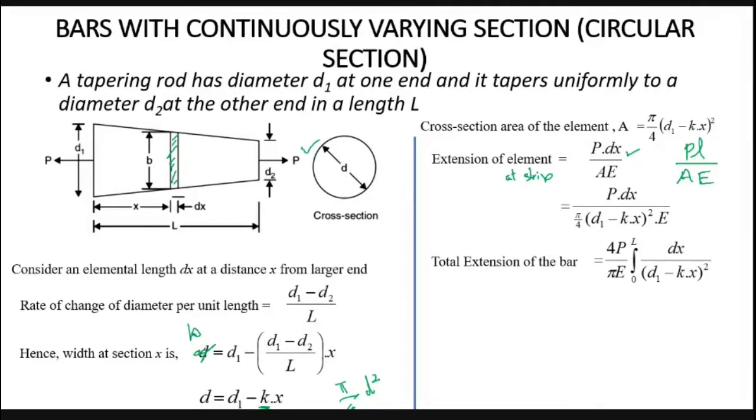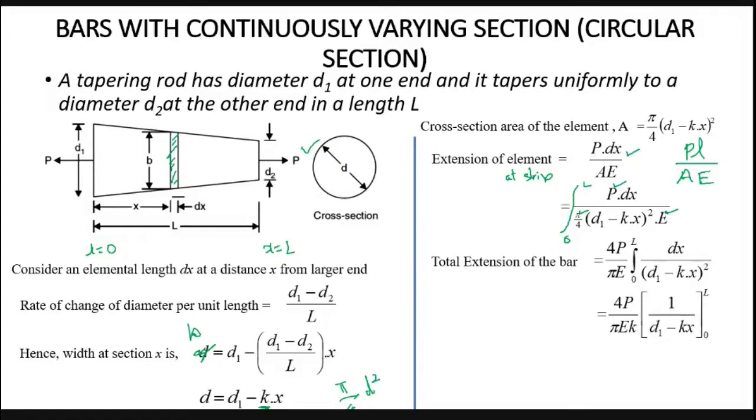If I want it for the entire bar, I have to integrate, with limits from x is equal to 0 to x is equal to L. Take all the common terms out. P is a common term and it doesn't have an x value. So P, E and pi by 4, everything I can take out. Pi by 4 I can write as 4P by pi E. So the integral from 0 to L of dx by d1 minus kx the whole squared.